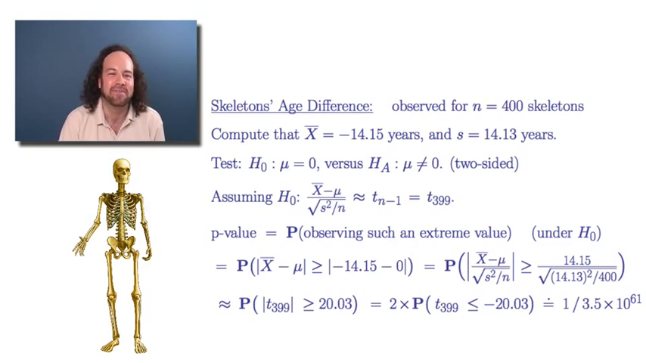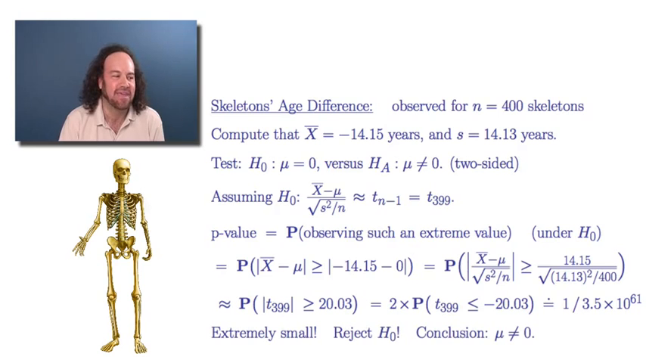It again works out to be an unimaginably small number. In this case, something like 1 over 3 followed by 61 zeros, just unimaginably small. So in this case, we can say again that we reject the null hypothesis and we say, no, it's not true that those skeletons stay the same on average. In fact, those skeletons, on average, the estimated age is, well, in this case, actually smaller than the true age. But in any case, we can say that the estimated age minus the true age is not equal to 0 on average. So let's do one more example.